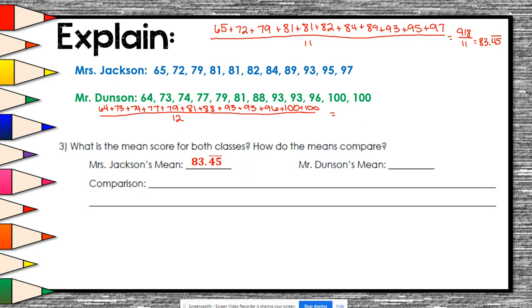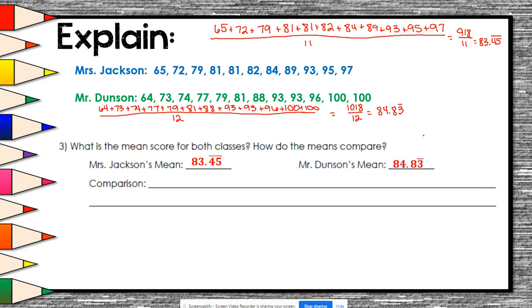64 plus 73 plus 74 plus 77 plus 79 plus 81 plus 88 plus 93 plus another 93 plus 96 plus 100 and plus another 100. Well, when I do that, I get 1018, and I need to divide that by 12 since there were 12 numbers in the data set. Well, for this, I get 84.83, and I notice that the 3 repeats, and only the 3 repeats, so I'll put a bar over just the 3.